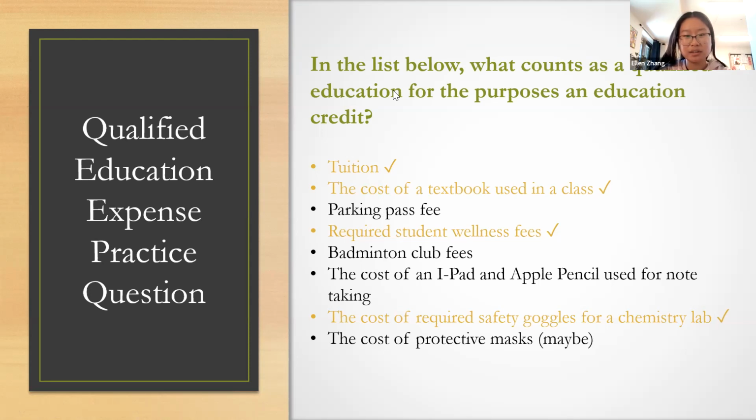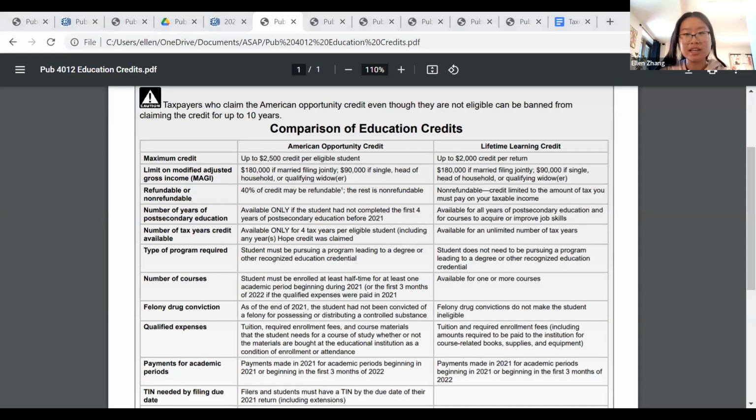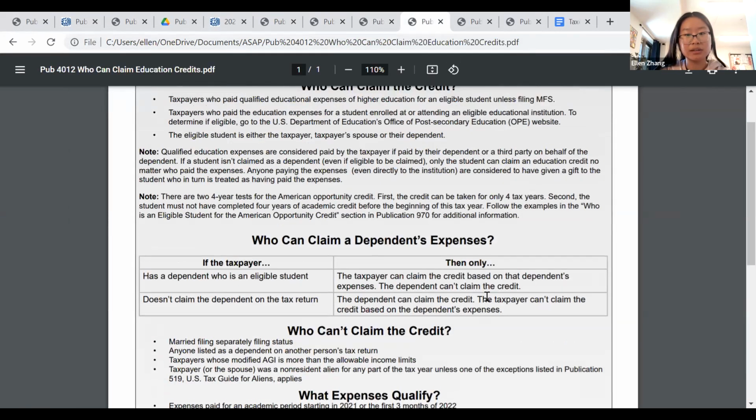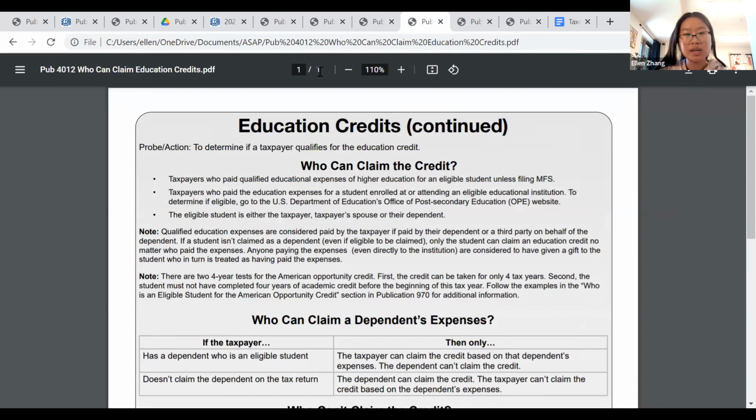But now let's dive a little bit deeper into who specifically can claim this credit, because it can get a little tricky. Whoops. Here we go. Who can claim this credit? There's obviously the student who is attending the institution, but there's also the parent who is most likely the one funding the cost of attending this institution. So let's look a little bit more into this.